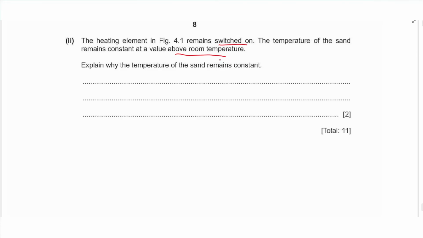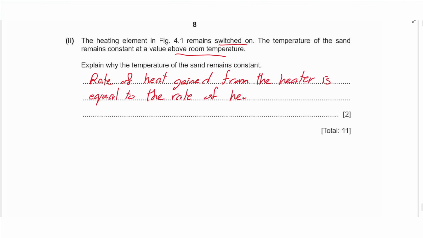If the temperature remains constant, this means that the energy input from the heater is equal to the energy lost to the surroundings. Or we can say that the rate of heat gained from the heater is equal to the rate of heat loss to the surroundings. So there is no net gain in energy.